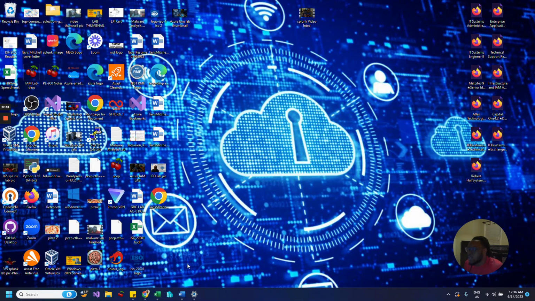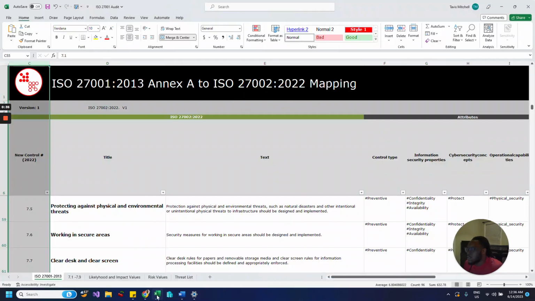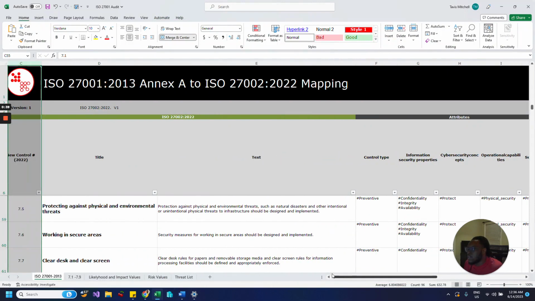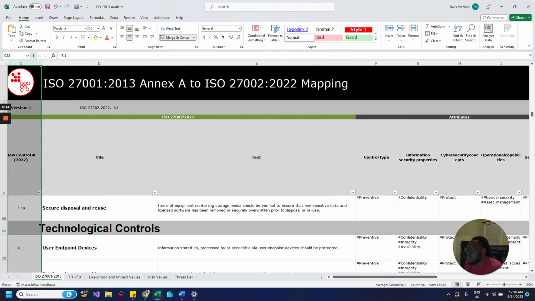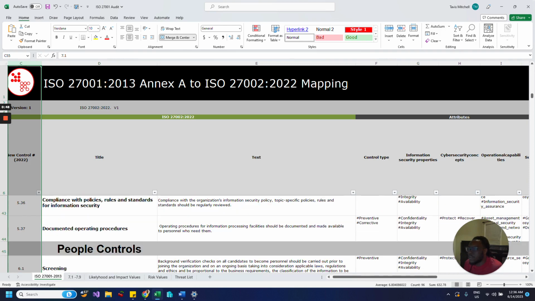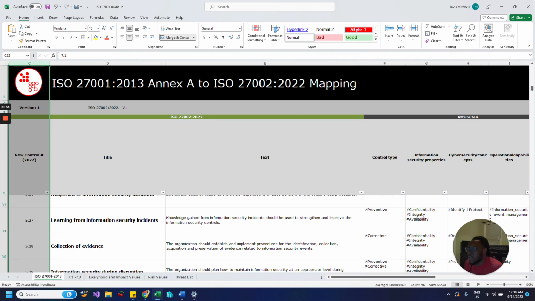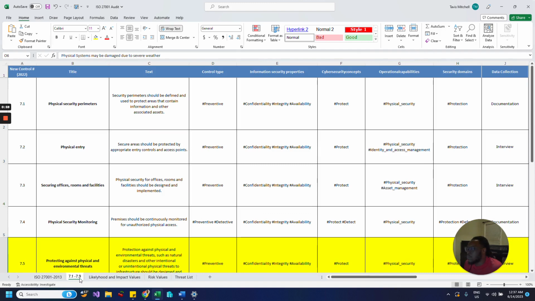So how I started this, guys, let me pull it up right here. Here is a copy of the ISO 27001 controls. For the official version, you have to pay for it. I didn't pay for it. I found this online somewhere. And the controls that I audited were 7.1 to 7.9.